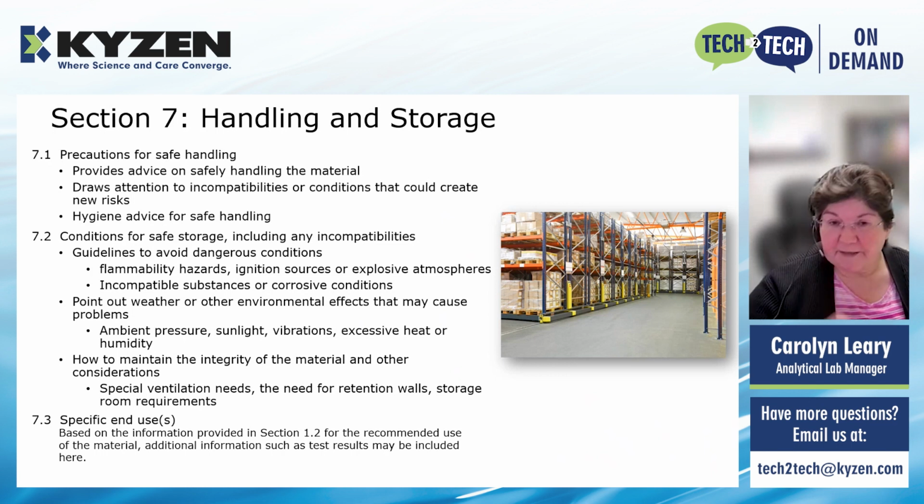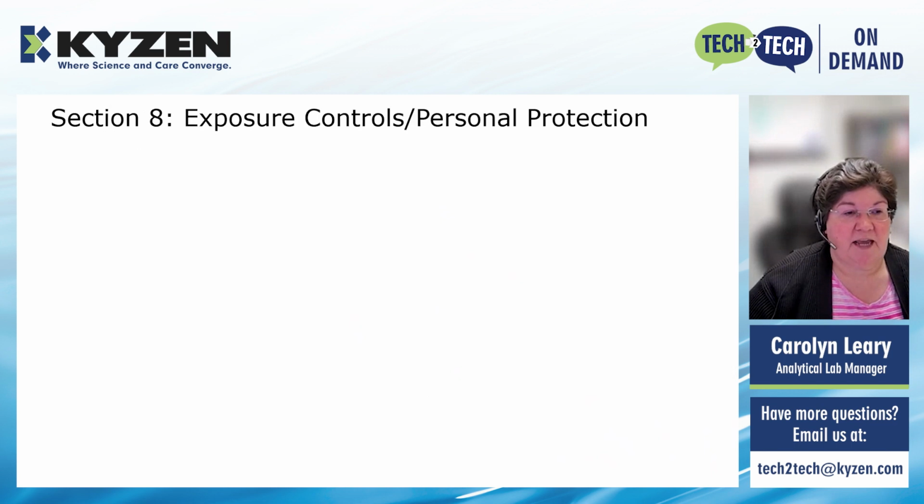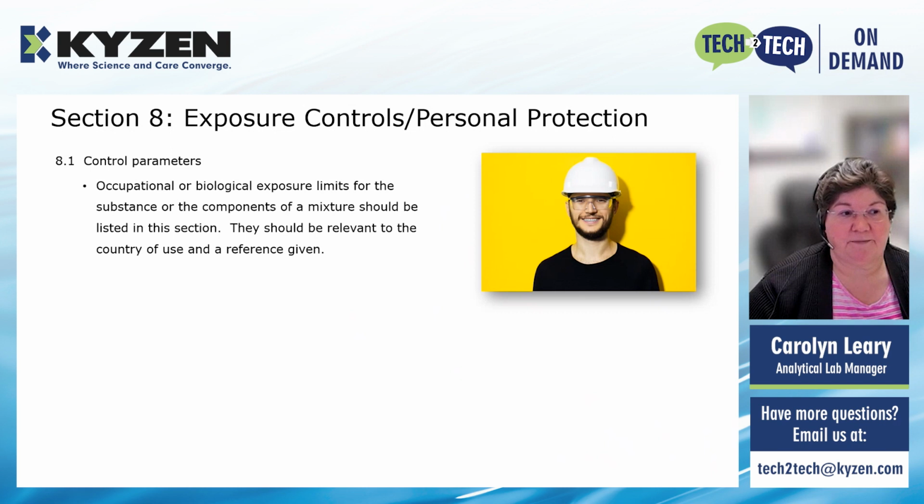Section 7.3 goes along with, at the very beginning, we talked about what the specific use of the product was. So section 7.3 is here if there's more information on that specific use. More detail can be provided here for the user, and if they have test results, things like that, they can be added in this section. Section 8 are exposure controls and personal protection.